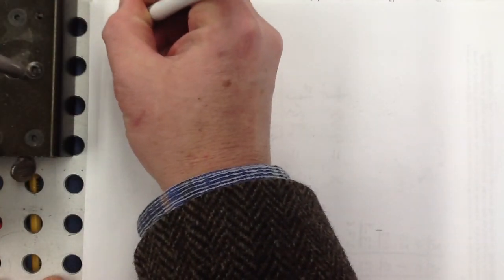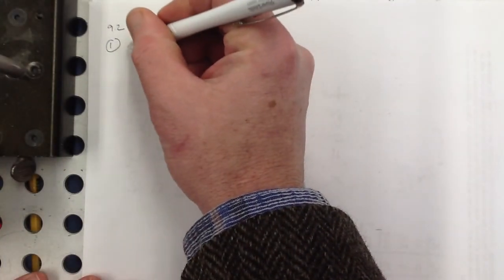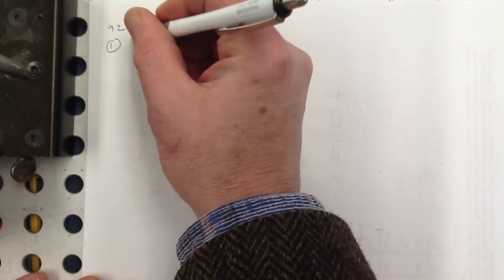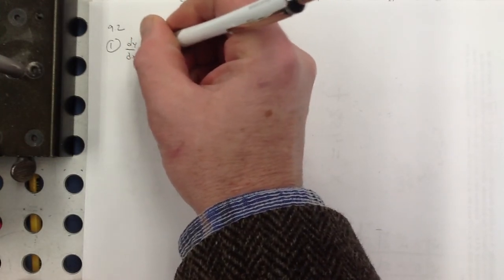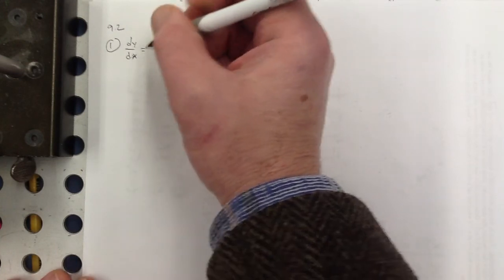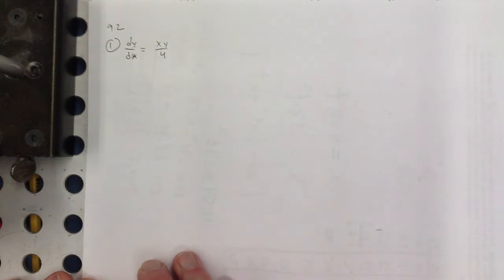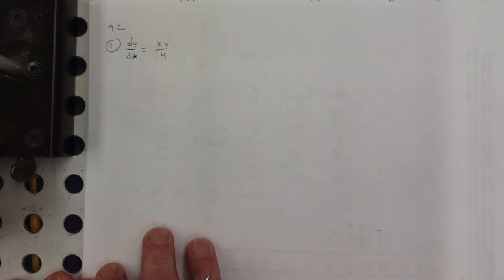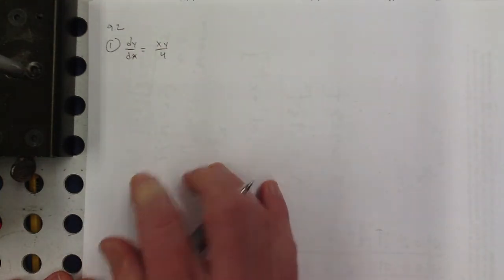All right, how about some problems from 9-2, starting with numero uno, which means number one. So our derivative here, they have it written as y prime. That's fine. I think I generally prefer to do the dy dx thing. And the slope at any point of the solution curves here is given by x times y over 4.